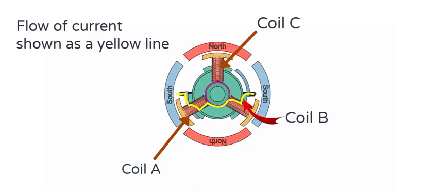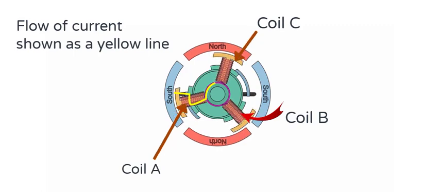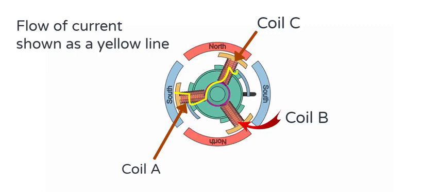Coil A, as the north pole of the electromagnet, is attracted to the south pole of the permanent magnet, trying to align perfectly with it. Once coil A aligns itself with the south pole, coil B will disconnect from the brush, and coil C will connect instead. Coil C will then become the south pole of the electromagnet and will try to move away from the south pole of the permanent magnet. Again, the flow of current is represented by the yellow line.